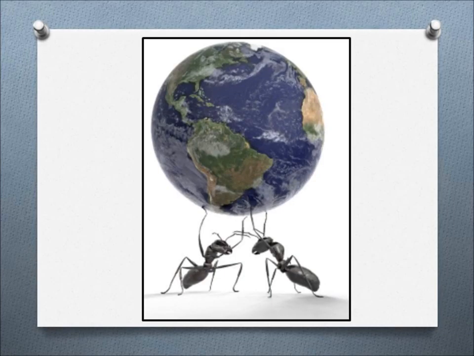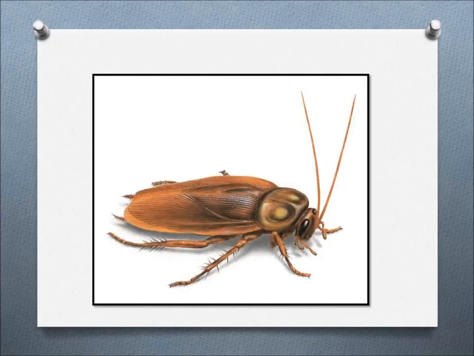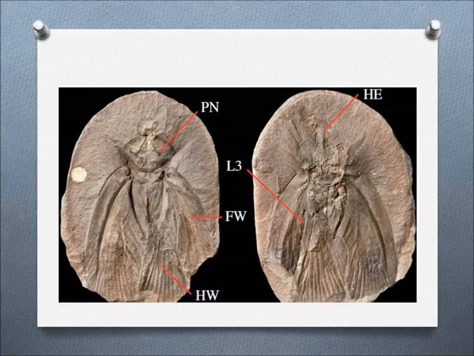But let's fast forward a few billion years. We are now in the age of man. Humans are the dominant species on Earth. So is it safe to assume that humans rule the world? Objection! Insects rule the world. Insects have been on this planet a lot longer than we have. And I'm sure they will be here long after the last human has bitten the dust.